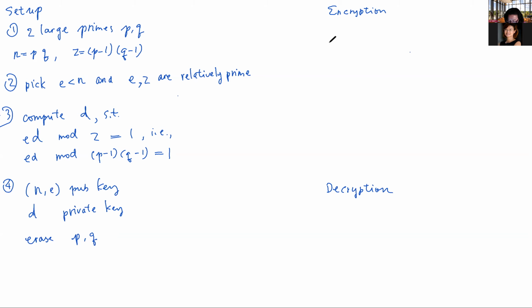The encryption and decryption are exceedingly simple. You have a message you want to encrypt, you raise it to the power of E, and then mod the modulus N. And this will be your ciphertext. And then given the ciphertext, the receiver will raise it to the power of the private key D and then modulo N. And this should give you the original message. So this is what RSA is, and we want to know that.